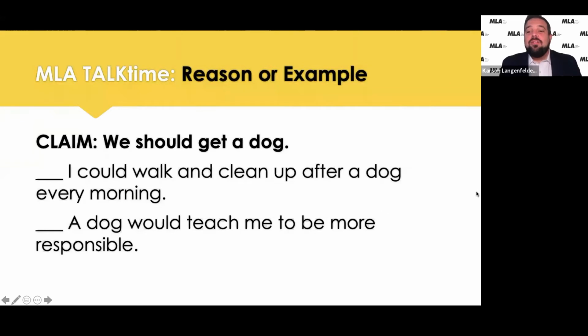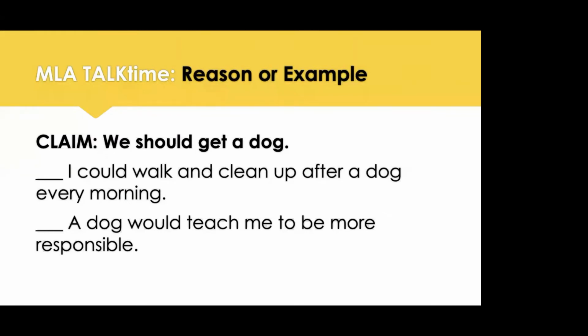All right, so here's my claim: convincing my parents we should get a dog so I could walk and clean up after the dog every morning, and a dog would teach me to be more responsible. What do you think is the reason, and what is the example? So I feel that the reason is the second one. A dog would teach me to be more responsible.